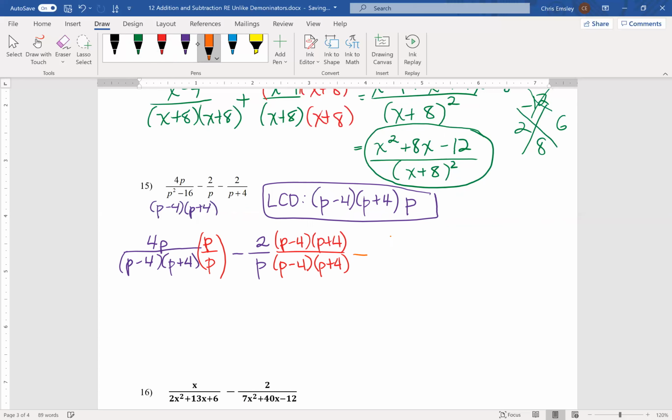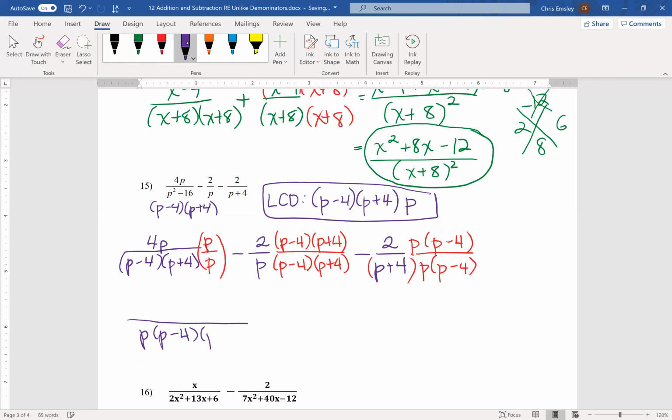Write down that third fraction. Oops, I want that to be purple, sorry. Write down that third fraction. That one's got the p plus 4, but it is missing the p and the p minus 4. Okay, there we go. We did it. We built a common denominator. Now we've got to write it all out together. So our new denominator is p times p minus 4, p plus 4.